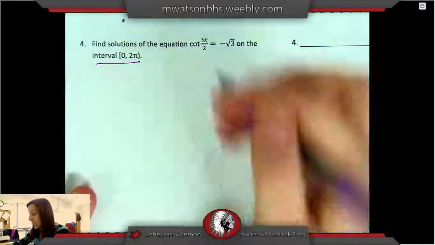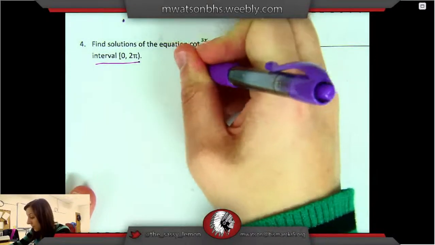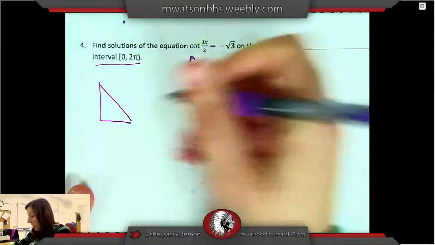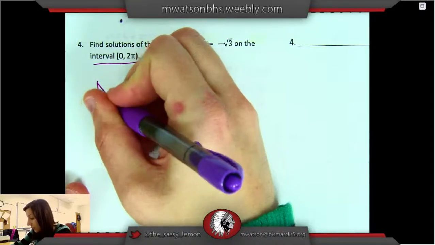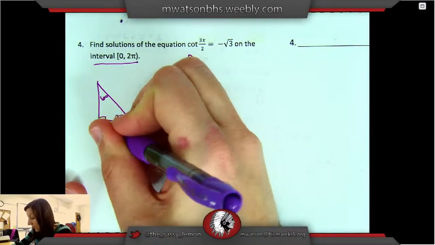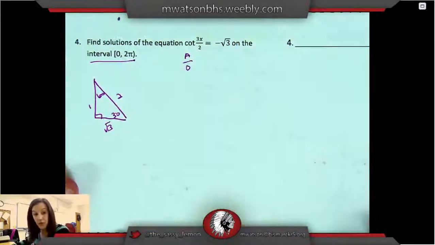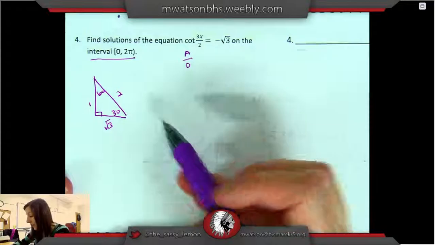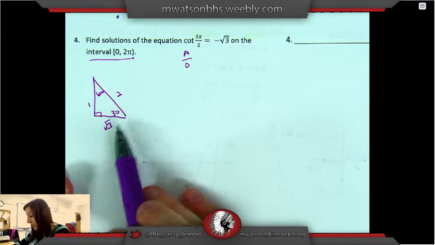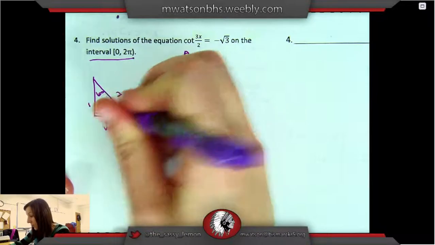Remember, cotangent is adjacent over opposite. So when you're looking at your triangle, you want to think about that. This is going to be in the 30, 60, 90, and I'm going to sketch it out again. So adjacent over opposite. Well, it looks like that's going to be 30 degrees.